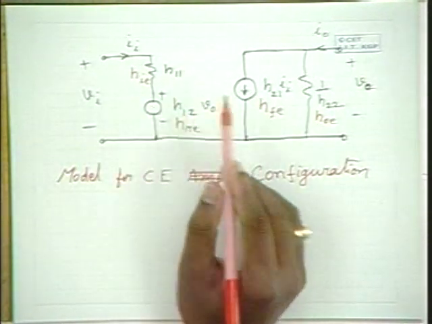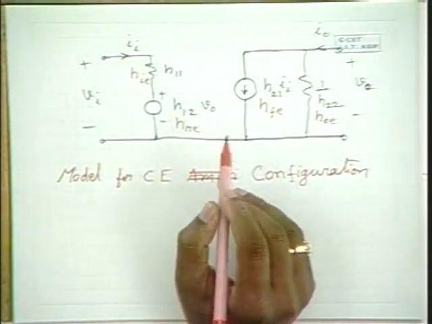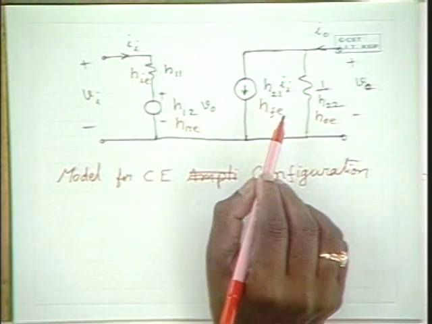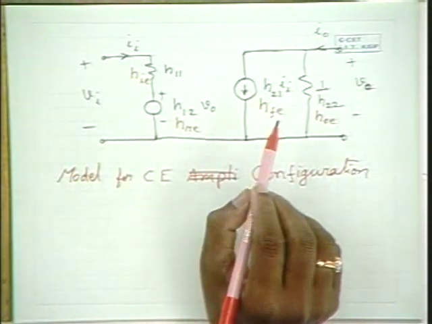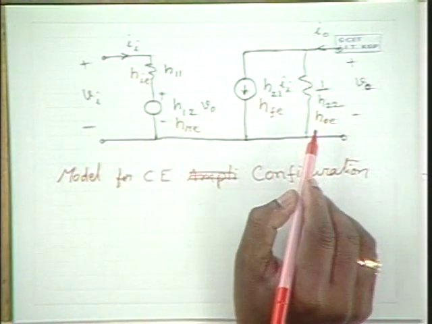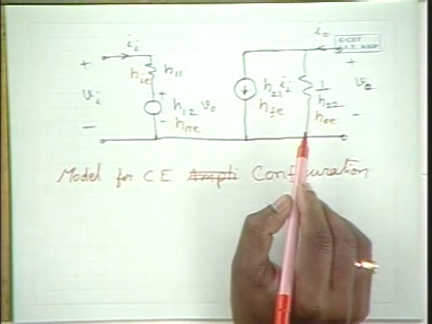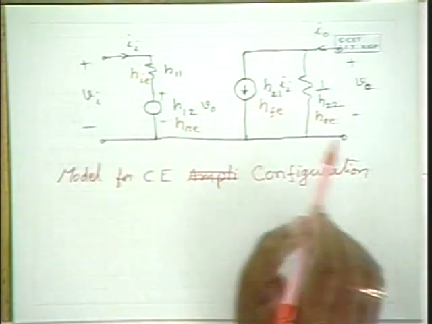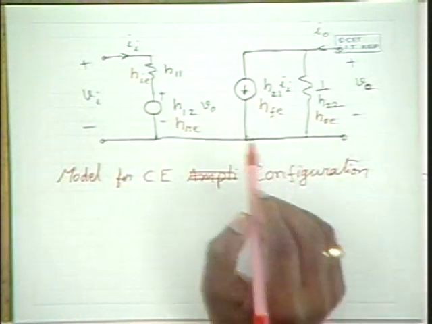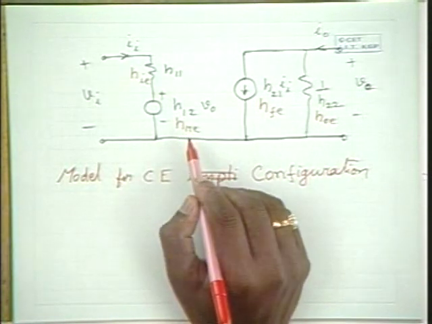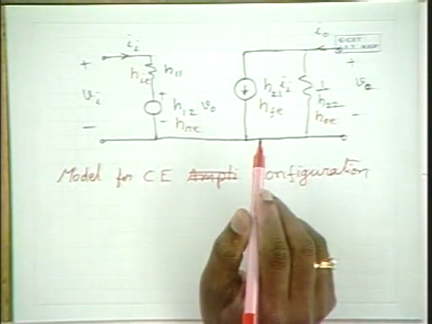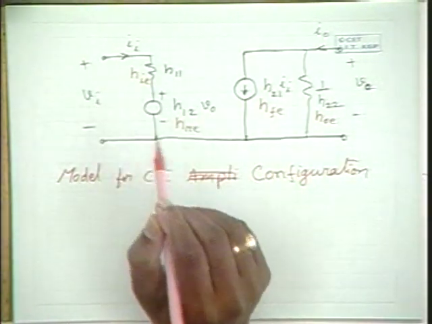HIB is for common base configuration. Similarly, HFE is the forward current transfer ratio in common emitter configuration. HOE is the output admittance, open circuit output admittance in common emitter configuration. And similarly, HRE is the reverse voltage transfer ratio in common emitter configuration under open circuit conditions.